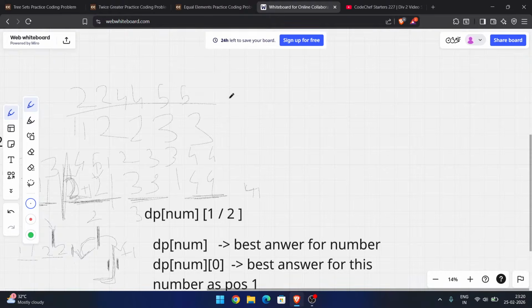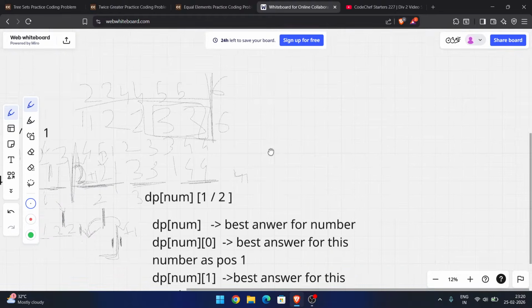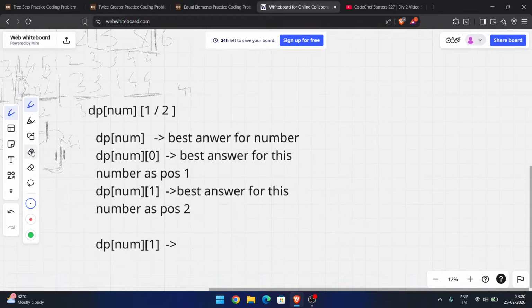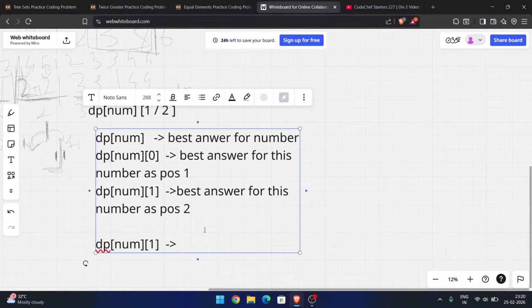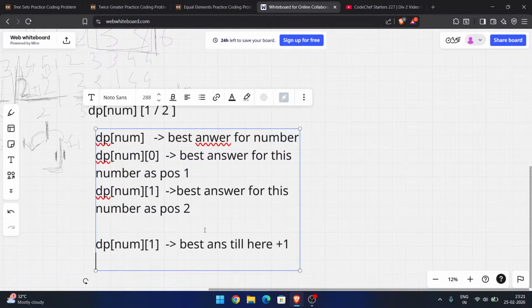If I want to append 6 as first, it doesn't matter if I append 6 here or here. The length would be the same because we are just dealing with length. What matters is that the previous series should be completed, so the last pair should be whole, like 3 3. So for position 1, we can simply take the best answer till here plus 1.